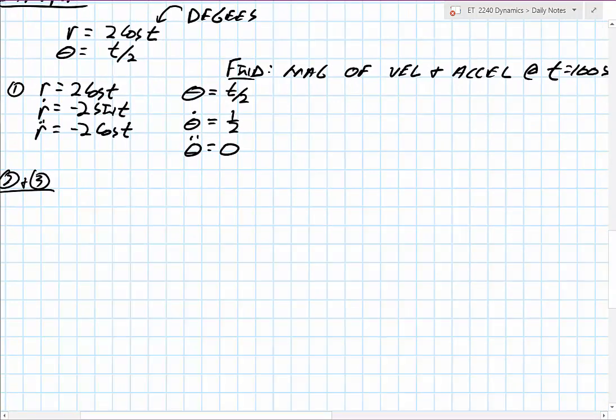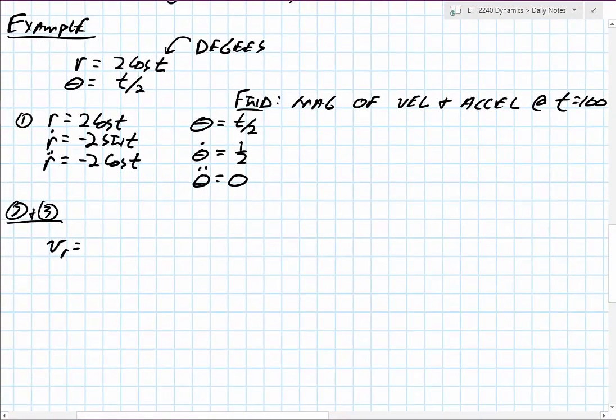So at 100 seconds, I can say my velocity in the radial direction, well, we said that's just equal to r dot, and that's equal to minus 2 times the sine of 100. And if I do all that, I end up with minus 1.97 feet per second.